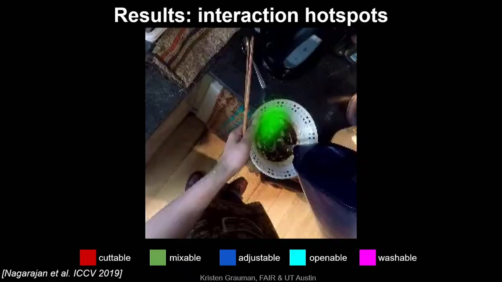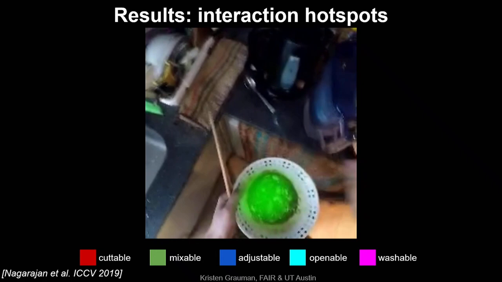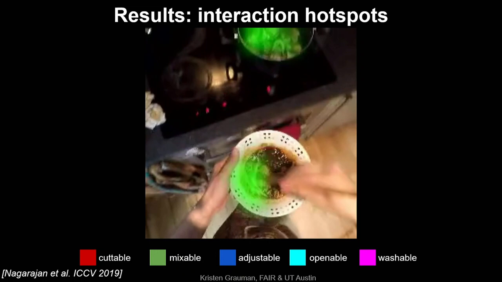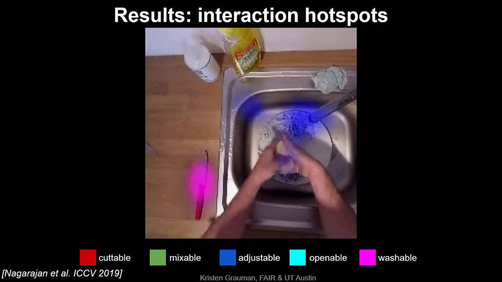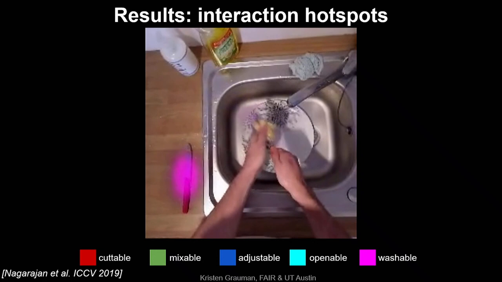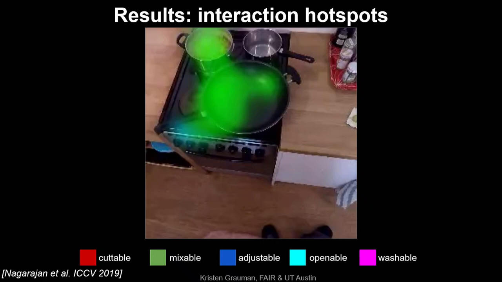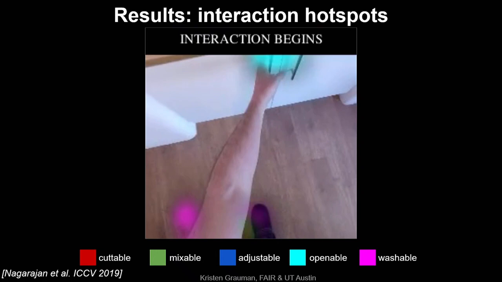And as I go through here, you can see that in this particular clip, this bowl looks mixable, even though the person's not mixing it yet, as did another pot there sitting on the stove. The faucet looked adjustable to this model that we trained, and the knife on the left looked washable, though it hasn't been washed yet. So it's this notion of anticipating what actions are possible and where to do them. Another example, the pot is mixable, those jars look openable, and so does that door in cyan there that's openable. And the model's anticipating this.